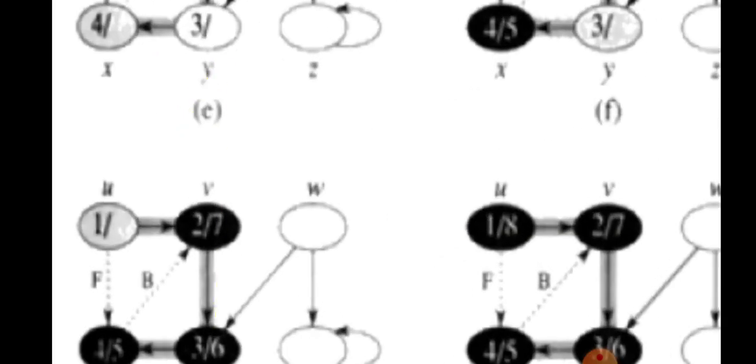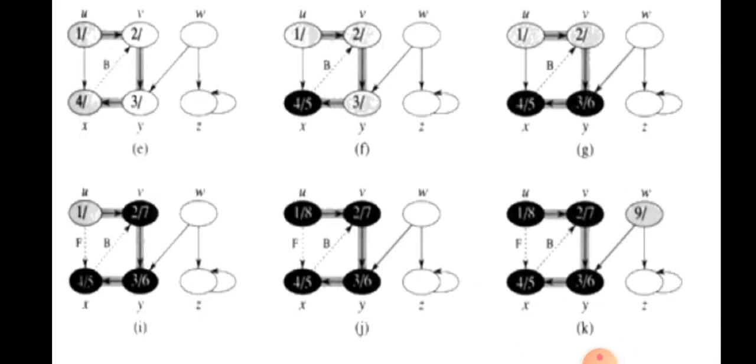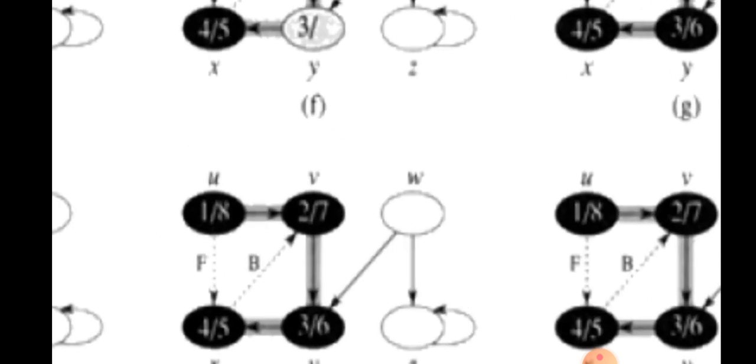So its timestamp is 8. So its color becomes black. So this section will be completed. Then we will start from another tree. So here we start from W.